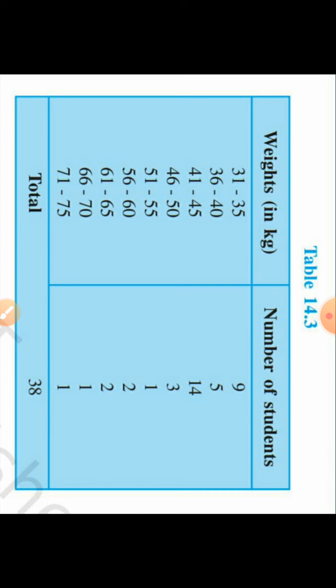Why? Because favorable outcomes means the number of students whose weight is 46 to 50, which are 3, and the total number is 38. So how to write that, you know. In today's lecture I am only giving hints in each and every question. The writing pattern we already discussed, and I already showed it by writing also. So you just understand. Now the first one's answer will be 3 upon 38.